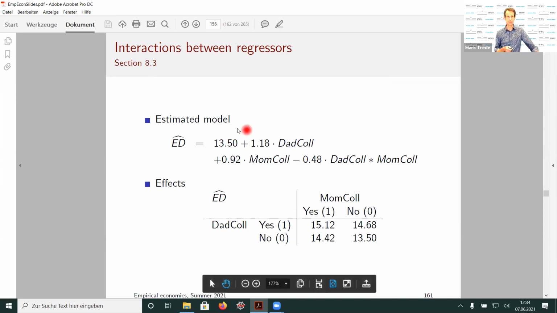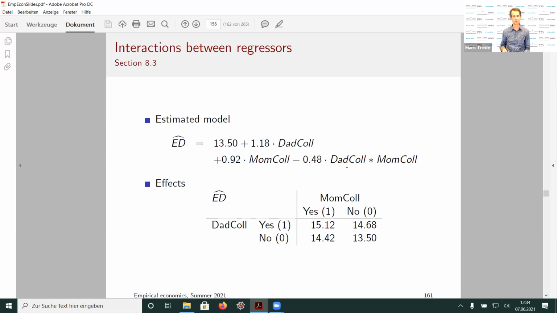Then we can see here that the estimated model looks like this. The estimated years of education is 13.5. We add 1.2 years if the dad has a college education. We add 0.9 years if the mom has a college education. And we subtract roughly 0.5 times the product of these two.